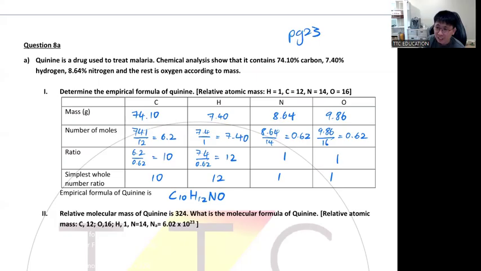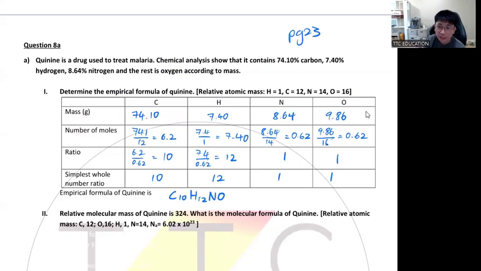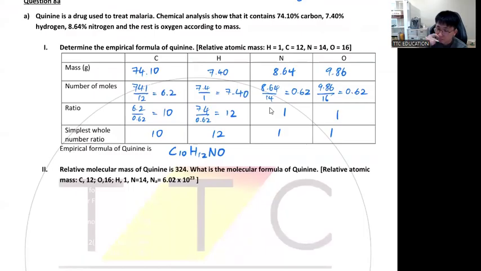Okay, so how to find O if they never give O? Because they say the rest is oxygen. So the percentage maximum is 100. So you take 100 minus all 3, then you get this. To find the remaining, you take 100 minus the rest. So you take 100 minus this, you get 9.86.